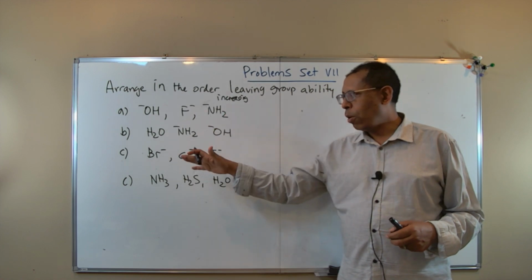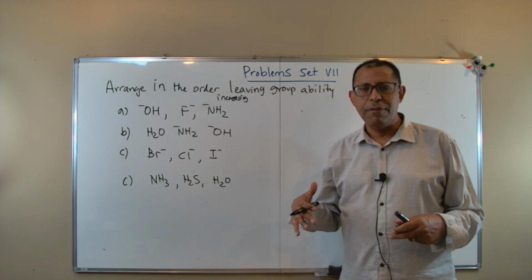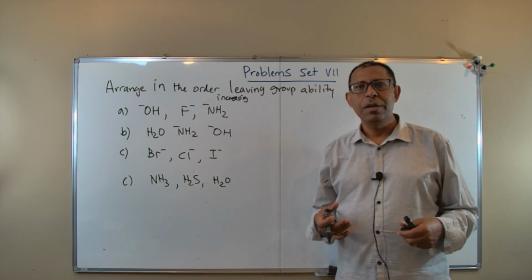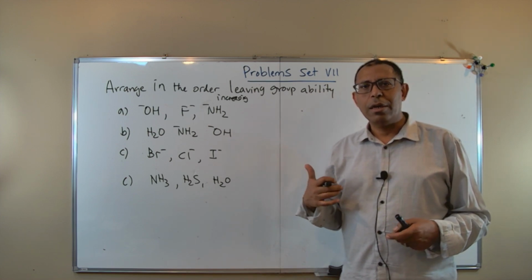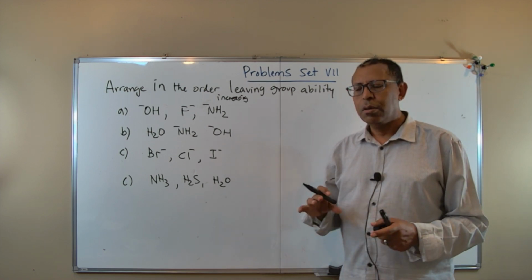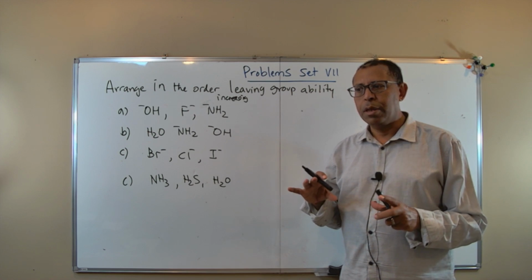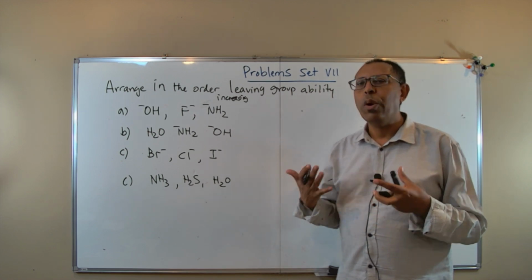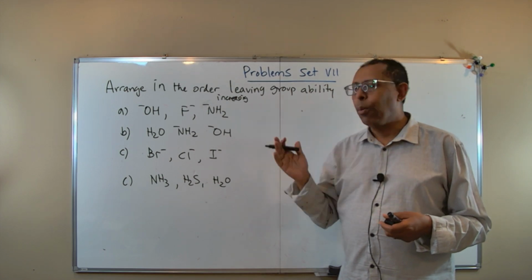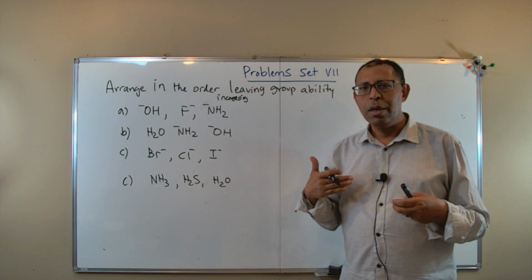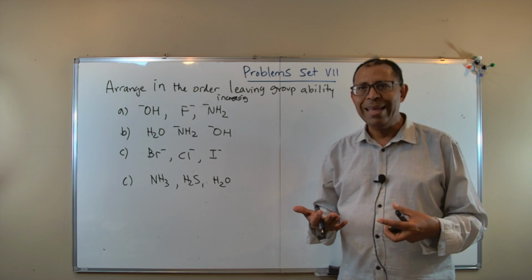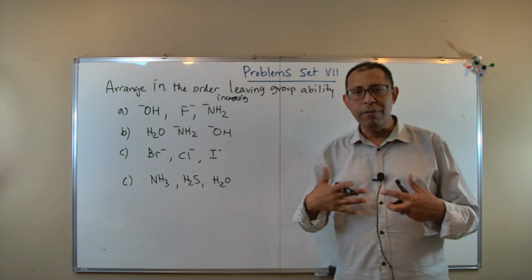So since they are all negatively charged, in normal times you'd consider them as a nucleophile, but now we are asked to treat them as a leaving group with their negative charge. So the pragmatic way of looking at this would be: are they strong bases or strong nucleophiles? The stronger the basicity or nucleophilicity, the lesser their leaving group ability would be.